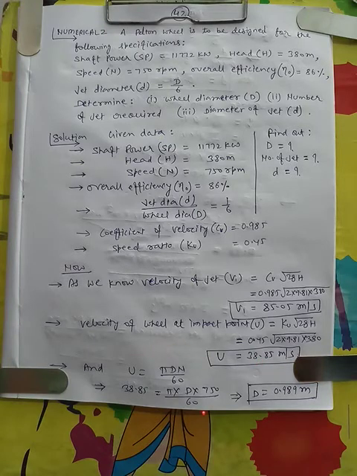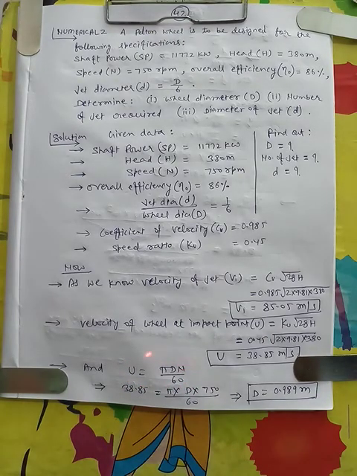And U is equal to pi DN by 60, where D is the mean diameter of the runner. So from here we can find out D. U we have already calculated, and N we know, 750. So D can be calculated from this equation, U equals pi DN by 60. So D is equal to 0.989 meter. So the capital D, the runner diameter, has come 0.989 meter.